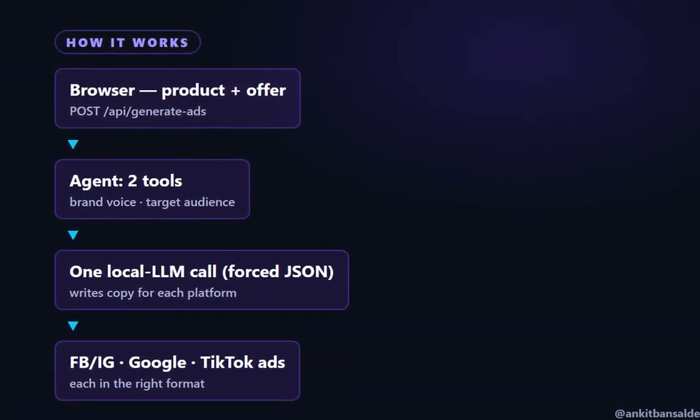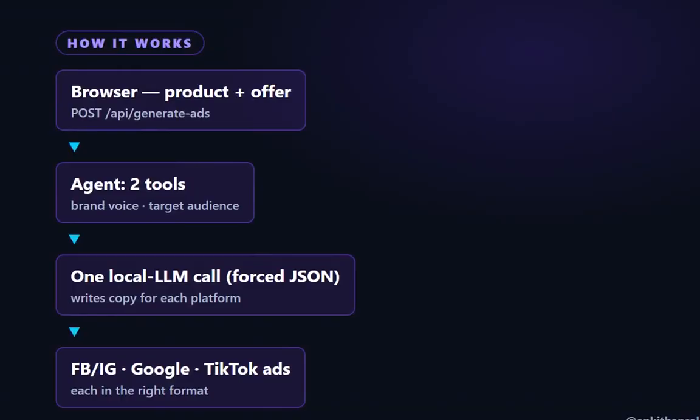The browser sends the product to an Express agent. It loads two tools, your brand voice and the target audience. Then one local LLM call writes ad copy for every platform, each in its own format, as clean JSON.